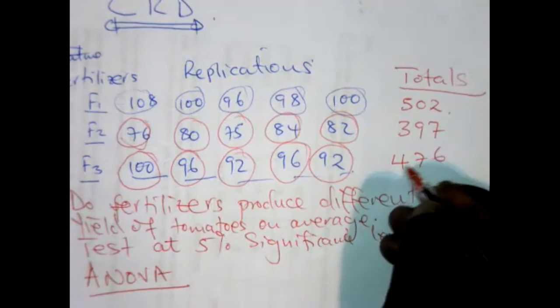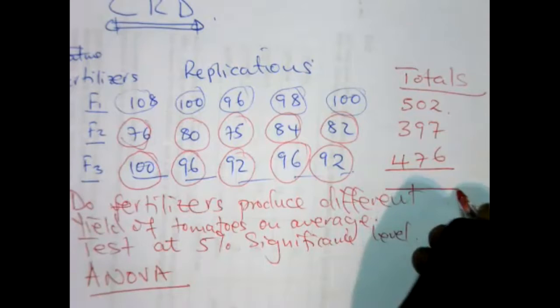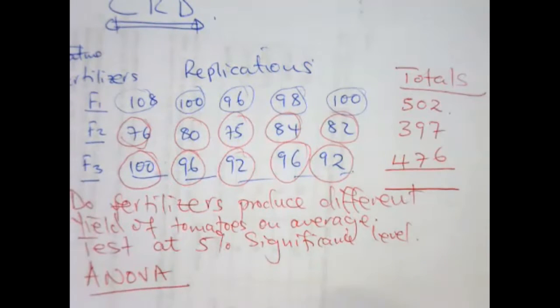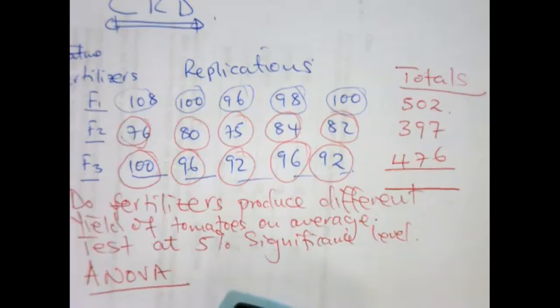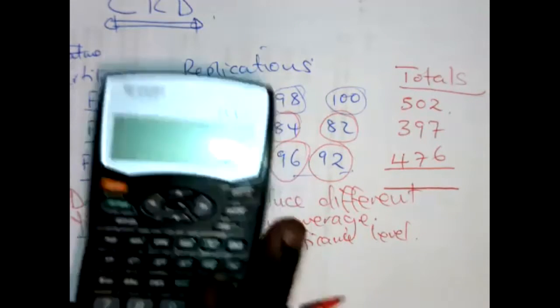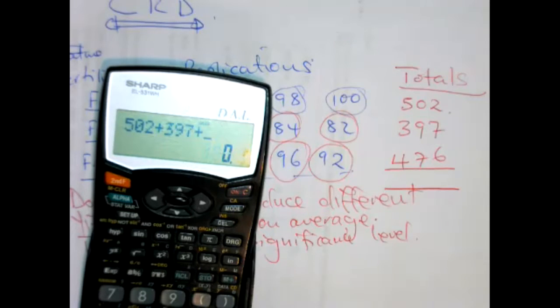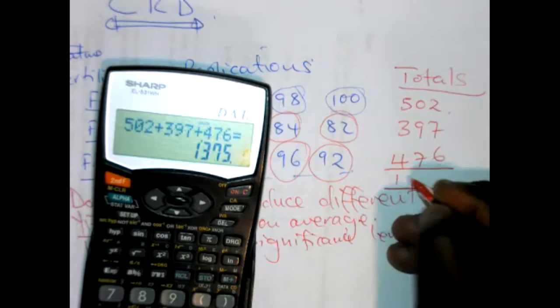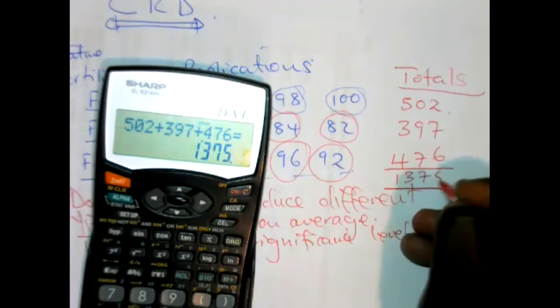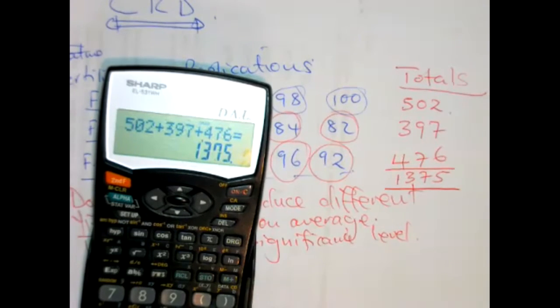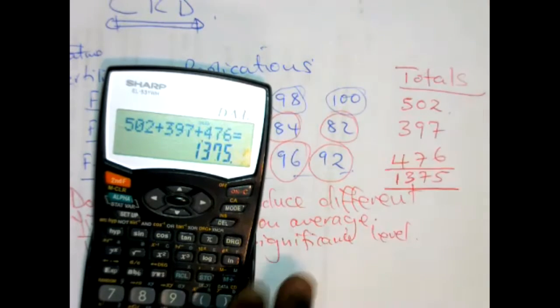After we have obtained the totals for each fertilizer type, we need to get the grand total, which is our y dot dot. We basically add those totals: 502 plus 397 plus 476. That is 1375. So that is our grand total, 1375.